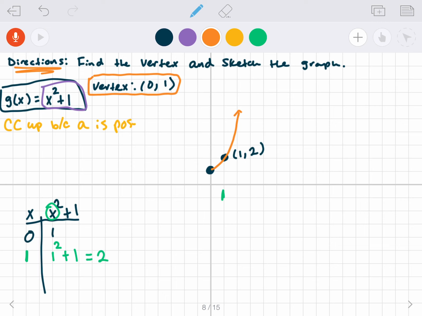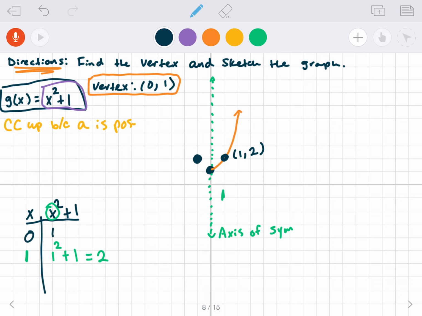The other side, we can just reflect the point. Because, okay, so we know that the axis of symmetry goes through the vertex and it divides the thing in half. So this is my axis of symmetry. And that just tells me, if I know that this point is right here, then there's going to also be a point 1 unit away from the axis of symmetry on the other side.